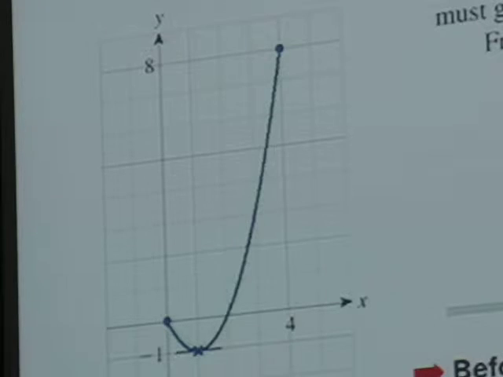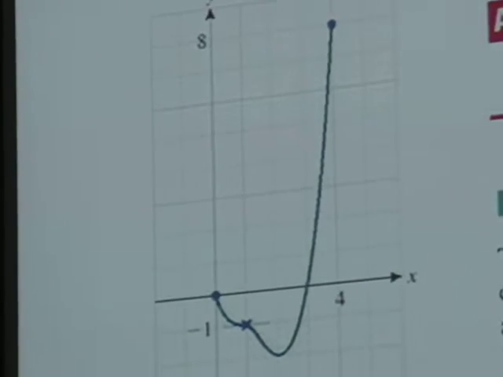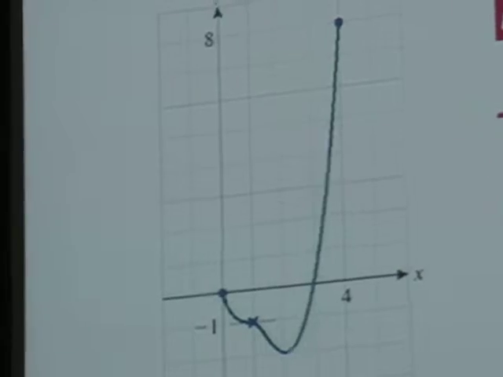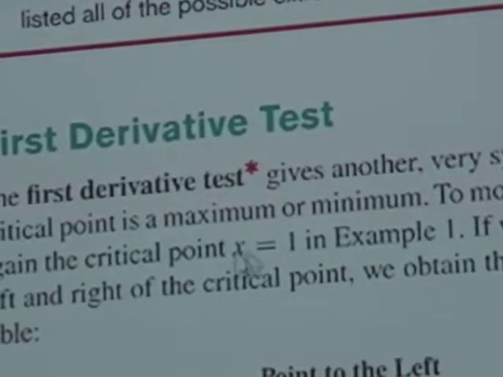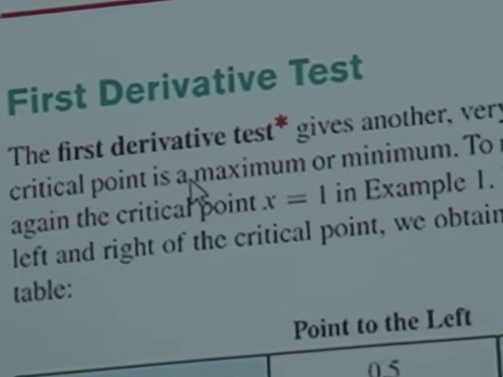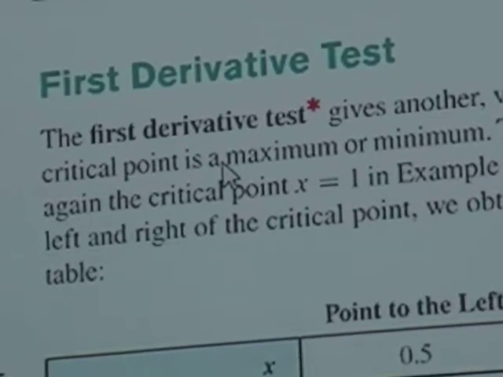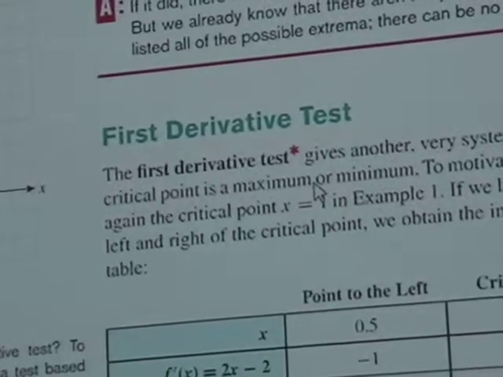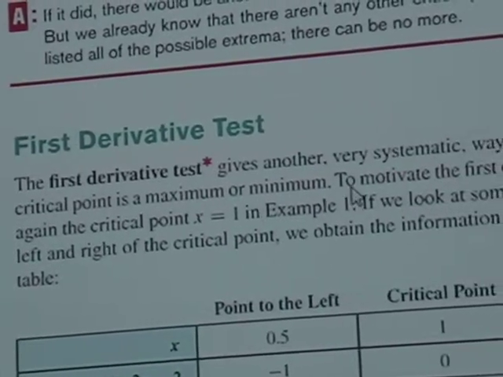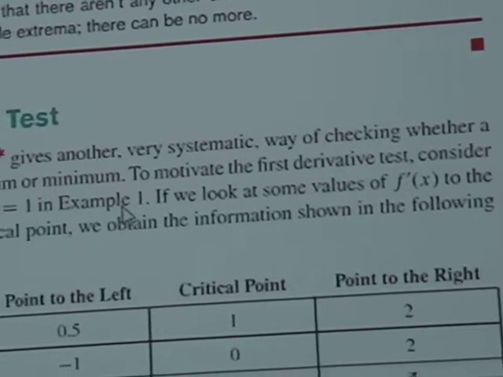That's called the first derivative test. That discussion that we just made. Okay? So let's see that. The first derivative test gives another very systematic way of checking whether a critical point, what's a critical point again? Stationary or singular, right? Okay. Is a maximum or minimum. To motivate the first derivative test, consider again the example 1.